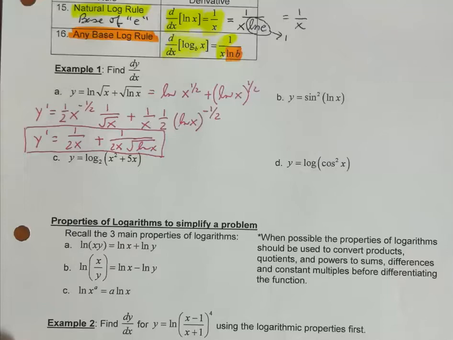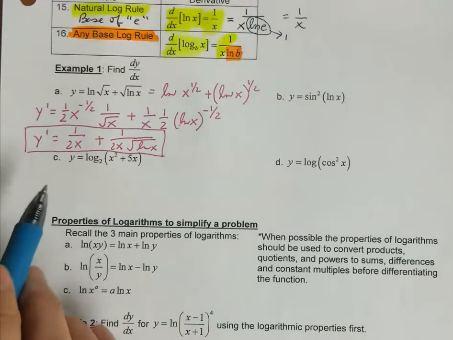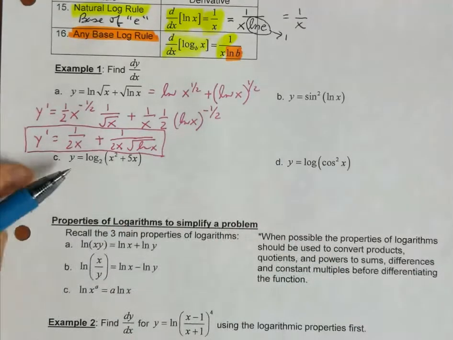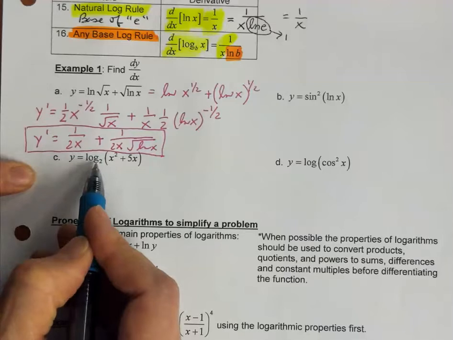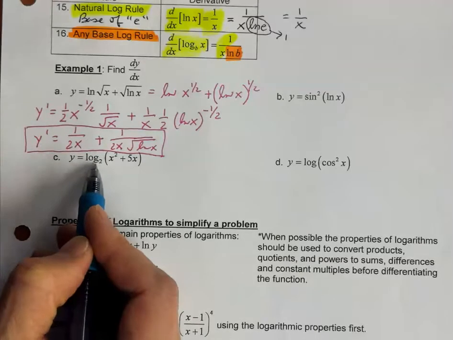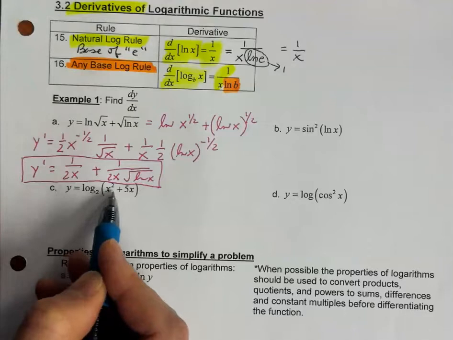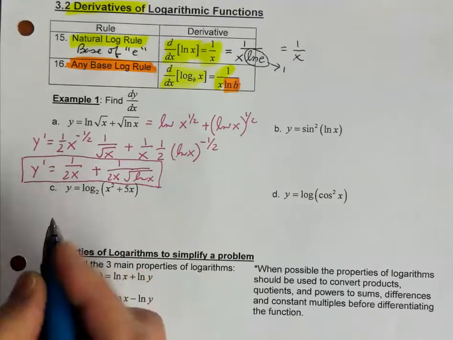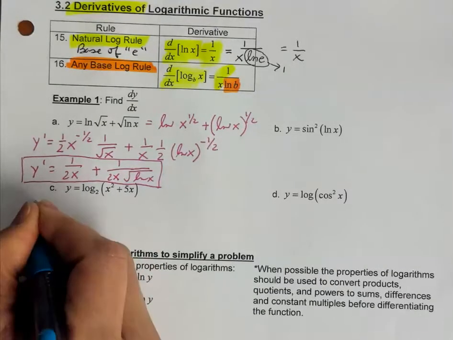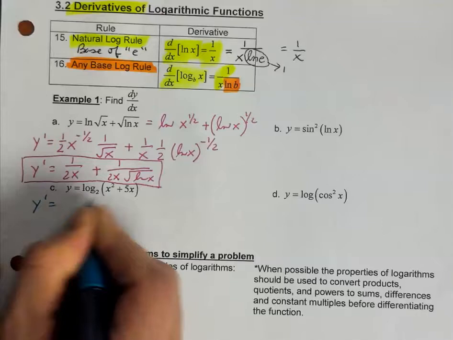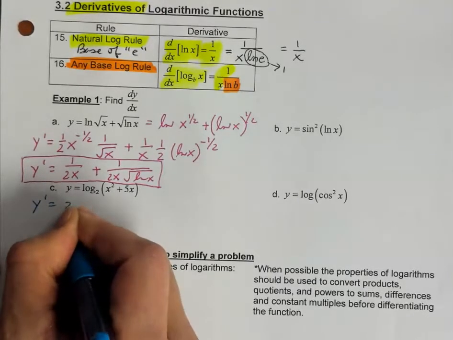All right, I'm going to skip down to C here, and I'm going to have you guys try these two. So let's look at this one. For this one, the base is a 2, so then I'll be using this rule right here. So what is the inner on this one? x squared plus 5x. So then y prime, that derivative will come out to be a 2x plus 5.